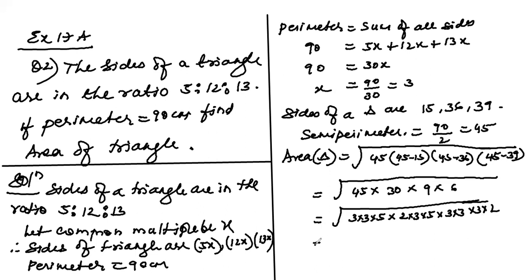So I told you, now count the number. Number of 2's: 1, 2. So when I remove the radical sign, only 1, 2 will come outside. How many 3's? 1, 2, 3, 4, 5, 6 3's are there. When I remove the radical sign, only 3 3's will remain. How many 5's are there? 2 5's are there. So 5 2's are 10, 27 into 10, 270 square centimeters. You got the area of the triangle, children, when all three sides are known. Very important sum, very easy sum.